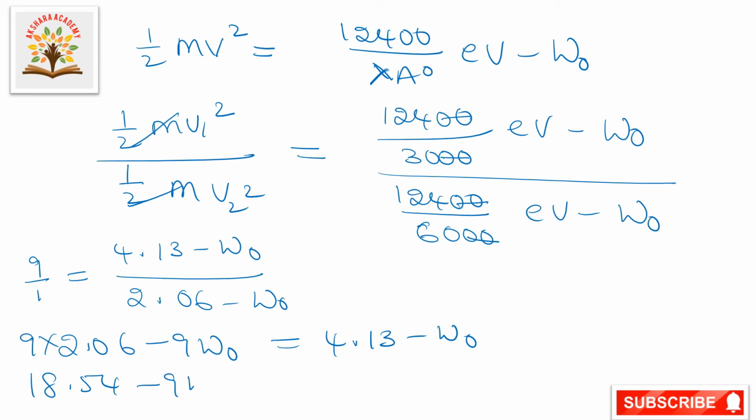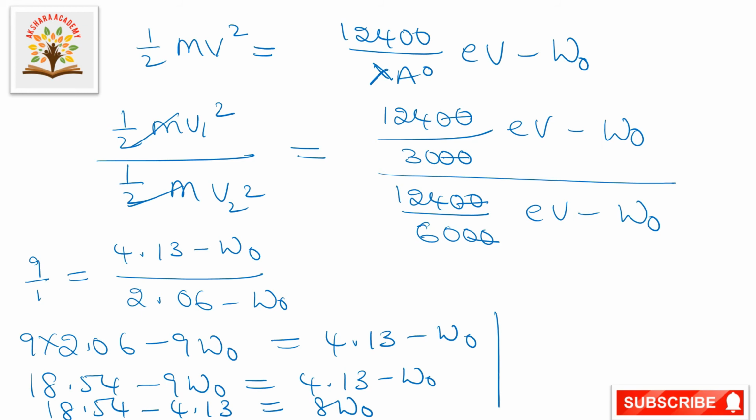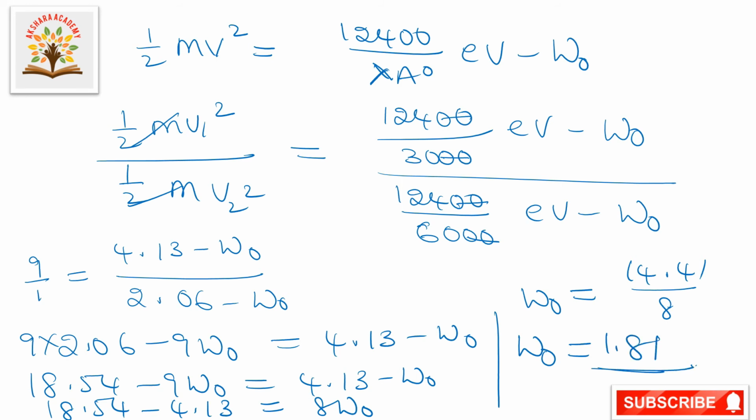18.54 minus 9 W naught is equal to 4.13 minus W naught. Here, after subtracting, 18.54 minus 4.13 is equal to 9 minus 1, 8 W naught. So finally the work function W naught is equal to 14.41 by 8. So the final answer, the work function, is equal to 1.81. Okay, next we will go to the next question.